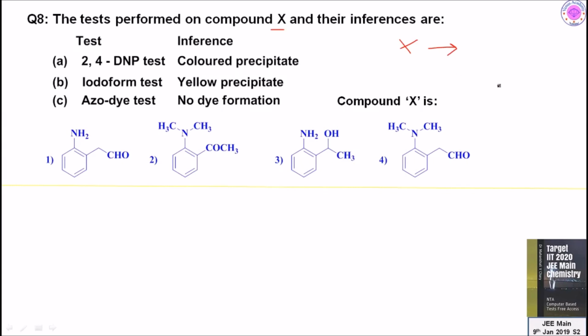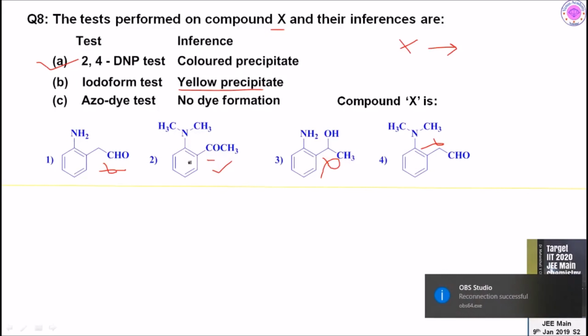2,4-dinitrophenylhydrazine. What is it used for? It is used to detect carbonyl compounds. What are the carbonyl compounds? Yes, ketones and aldehydes. This 2,4-DNP test gives a colored precipitate. So that compound is going to have a carbonyl compound. Yes, carbonyl compound.